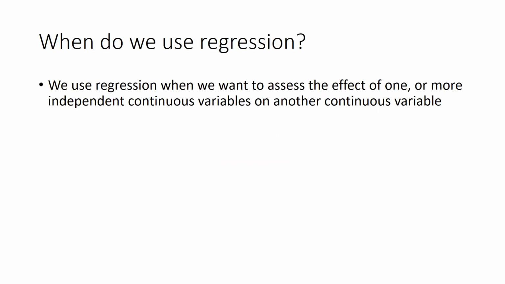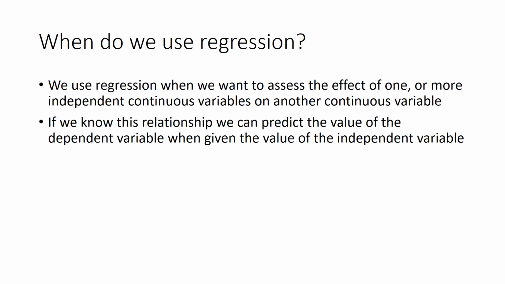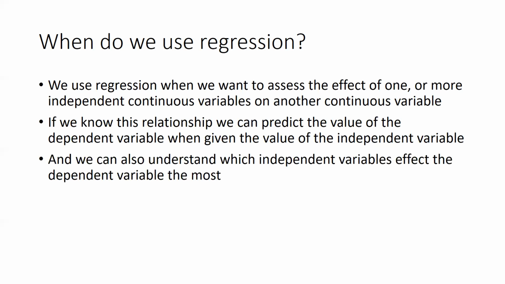So yes, we use regression when we want to assess the effect of one or more independent continuous variables on another continuous variable, or our response variable. And so if we know this relationship, we can predict the value of the dependent variable when given the value of the independent variable. So this is where our prediction comes in. Another good thing about regression, and this is what it's used for a lot, is that we can understand how much an independent variable impacts the variance in the dependent variable. So we'll cover a few examples just to go over this.